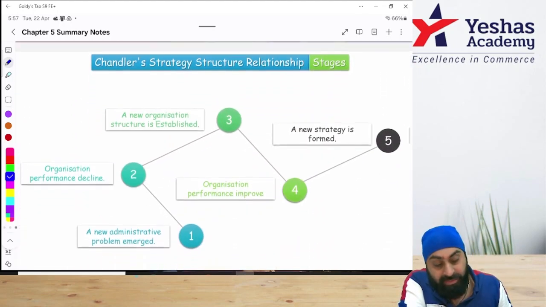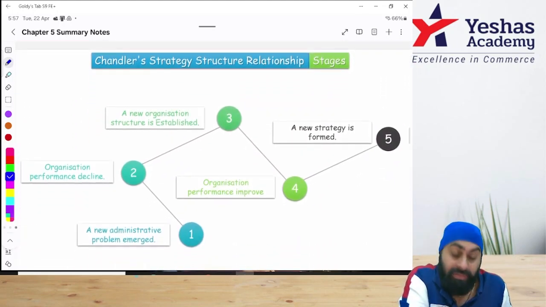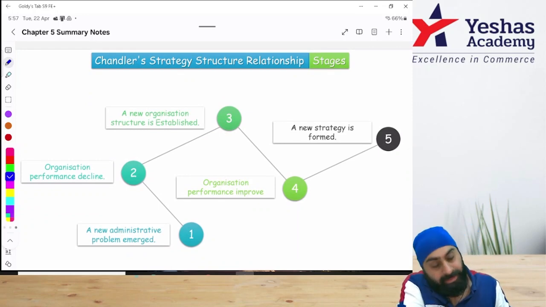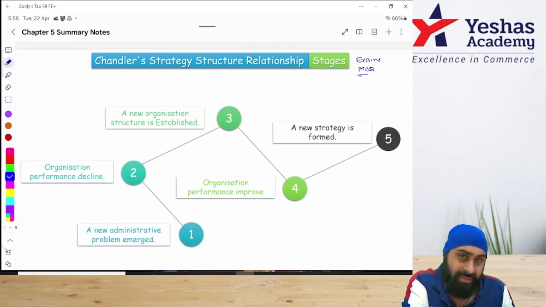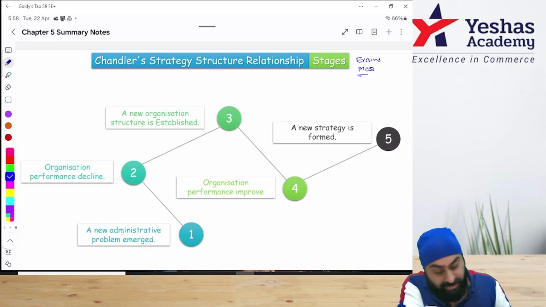First of all, Chandler's structure-strategy relationship. This will not be asked in exams, okay? This can be an MCQ type question. So I would not say prepare this question for 5 marks and all that. I personally believe that this is not going to be asked.